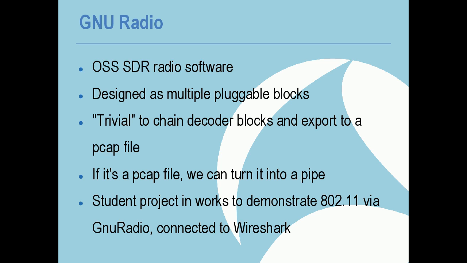It's trivial, kinda, to chain decoder blocks and then get them to export to a PCAP file. If it's a PCAP file, we can turn that into a pipe, which means we can take the GNU Radio output, wrap it with some extcap, and dump it into Wireshark directly. We've actually already been contacted by a student in France, I believe, who's working on a Google Summer of Code sponsored project to do 802.11 decode with a software radio, and he wanted to interface that with Wireshark, so he'll be using this to dump that right in.